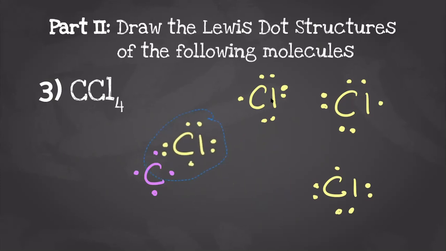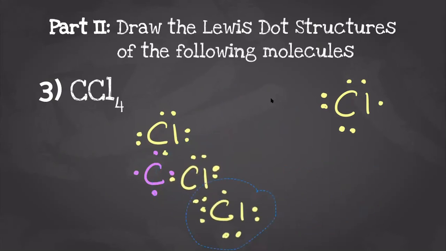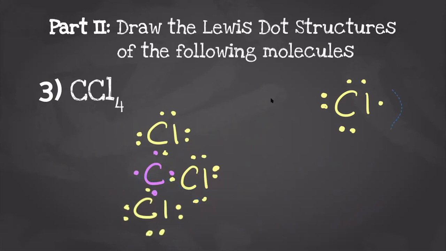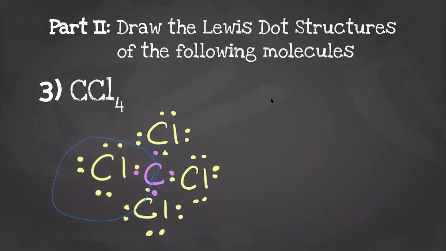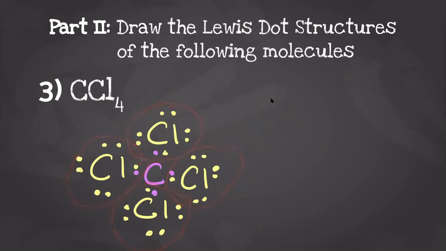So I'm going to move this one here, this one here. There we go. This one there, and this one here. Cool. Each chlorine has 8 electrons now, so they're all going to be happy. And carbon has 8 electrons, and it's going to be happy. They're all following the octet rule, so that's it.